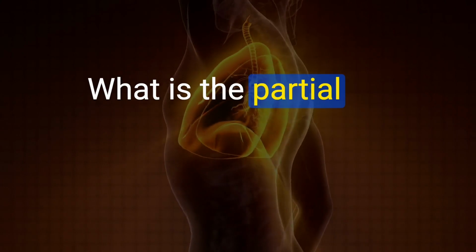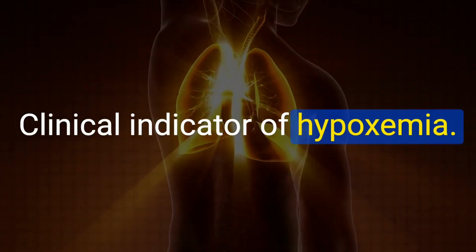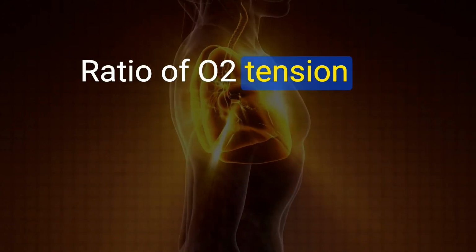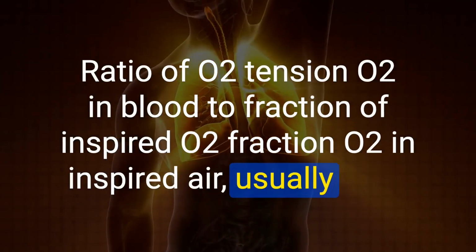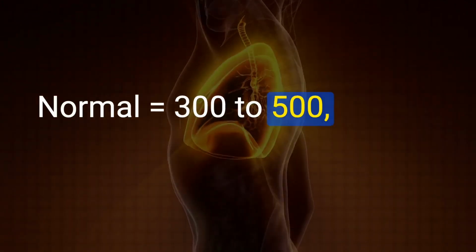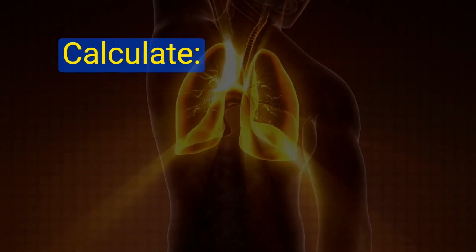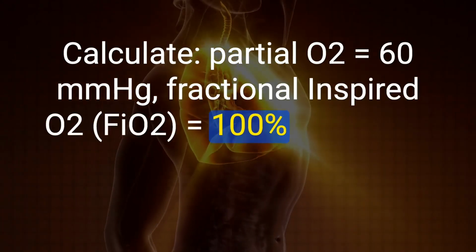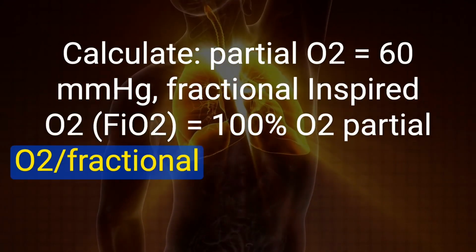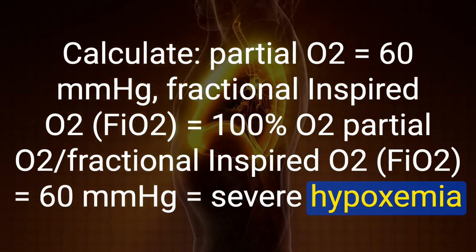68. What is the partial O2 divided by fractional inspired O2 ratio? It is a clinical indicator of hypoxemia: the ratio of O2 tension in blood to the fraction of O2 in inspired air, usually 21%. Normal versus ARDS: normal equals 300 to 500, less than 300 is ARDS, 100 is severe ARDS. Calculate: partial O2 equals 60 mmHg, fractional inspired O2 equals 100% O2, so partial O2 divided by fractional inspired O2 equals 60 mmHg, which is severe hypoxemia.